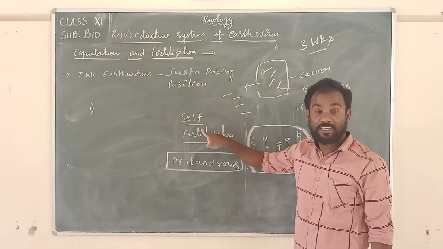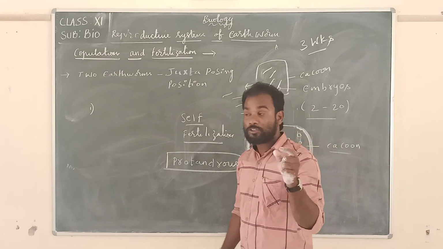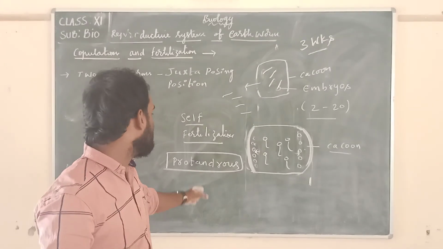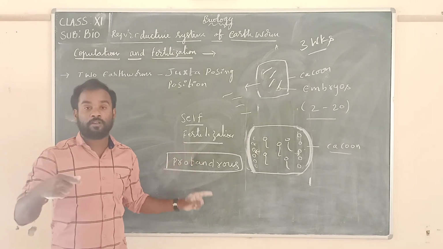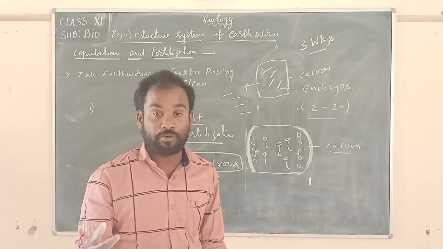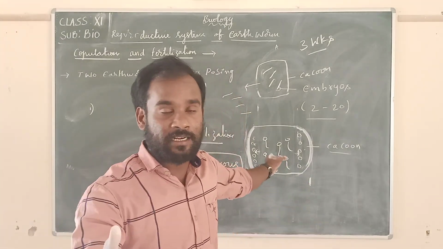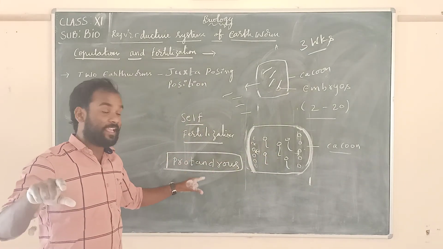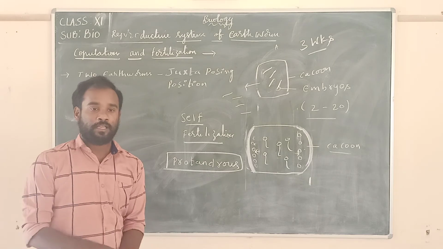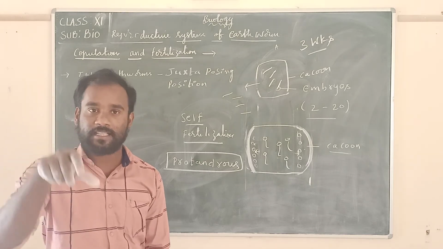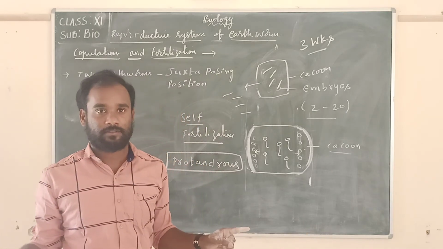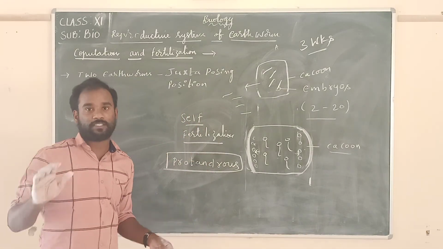So, for self-fertilization to occur, both sperms and eggs must mature at the same time. But in earthworm, the sperms will mature first and the egg will mature later. So, even though sperms and eggs are present in the same earthworm, self-fertilization won't occur because sperms are maturing first.